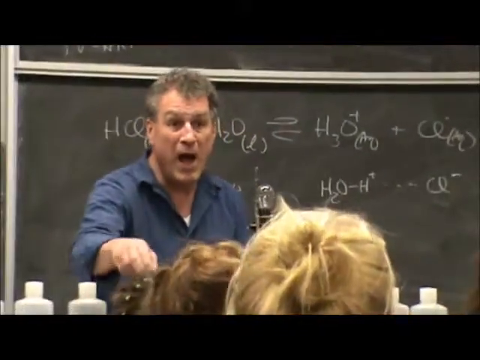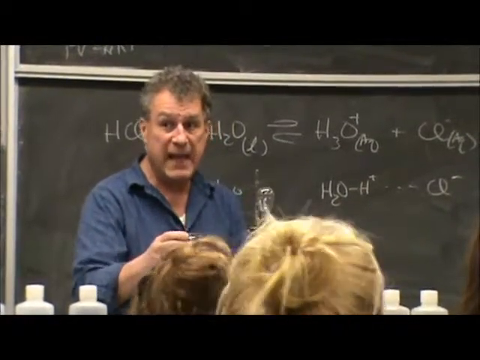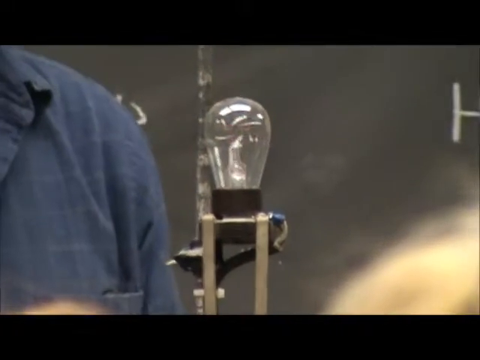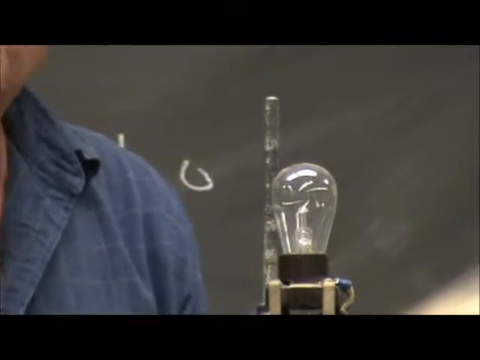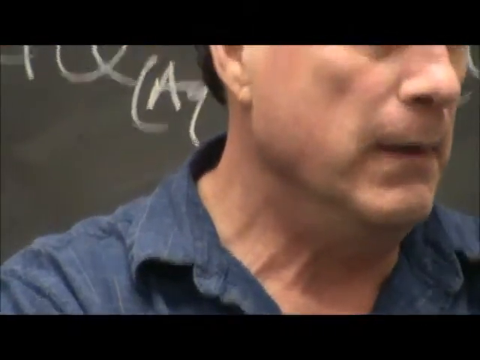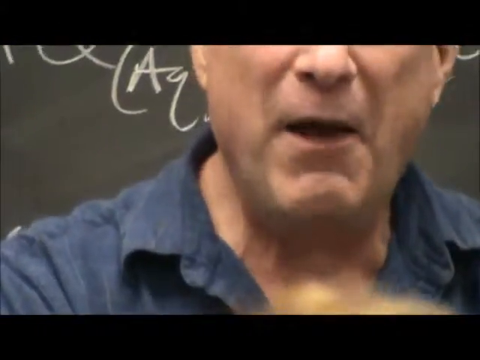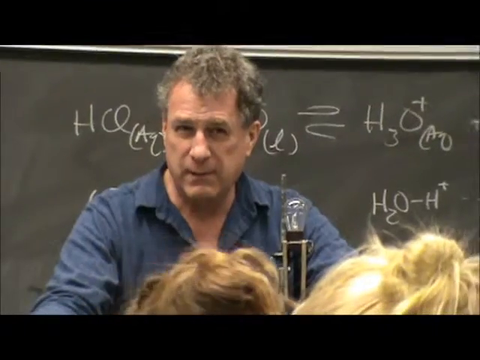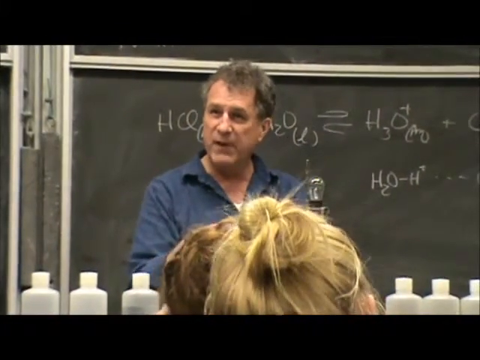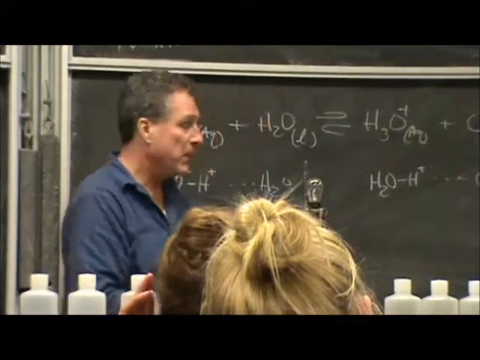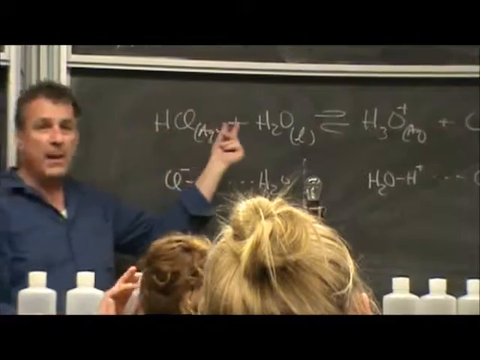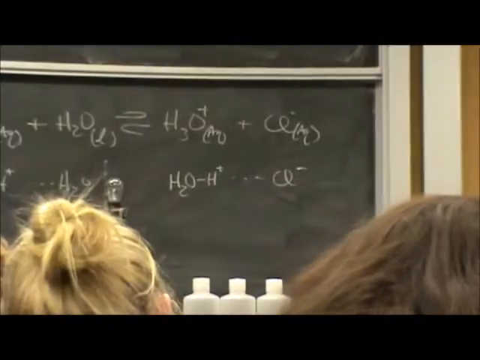Here's a 0.1 molar acetic acid, 10 times more concentrated than this one, and it's bright. So which is the stronger electrolyte, acetic acid or HCl? HCl is. It's not about how much it conducts, it's about what percentage of the molecules when they dissolve end up forming ions. To what extent does a compound produce ions when it dissolves?